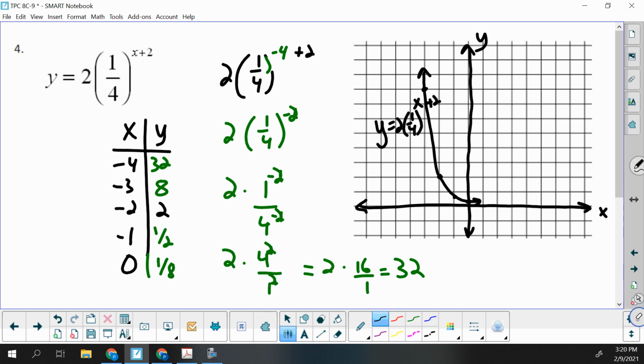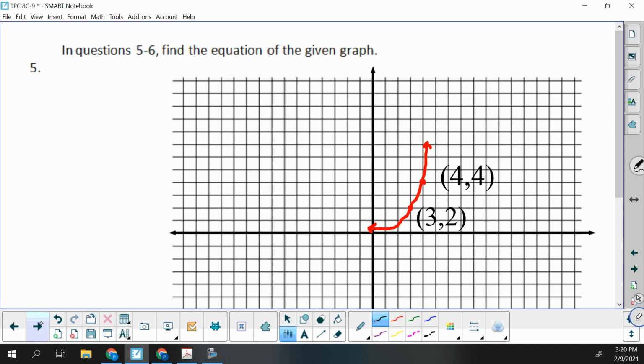So again, the best way to do these is to pause it, try it on your own, and then hit play to see how you did. Here we're leveling off at 0, so our base equation is just a times b to the x. We'll fill in our x's and y's, so we get a equals a times b to the 4, and 2 equals a times b to the third.